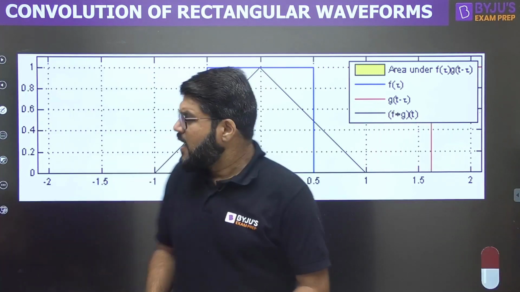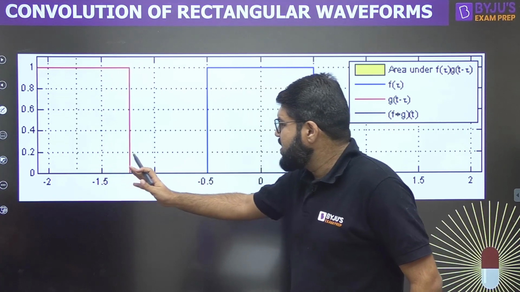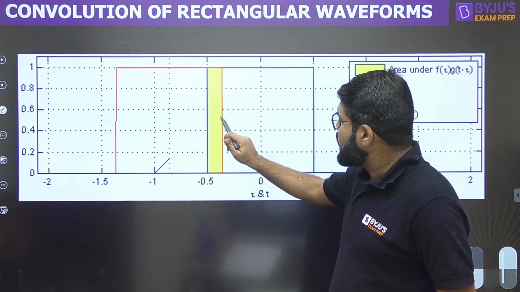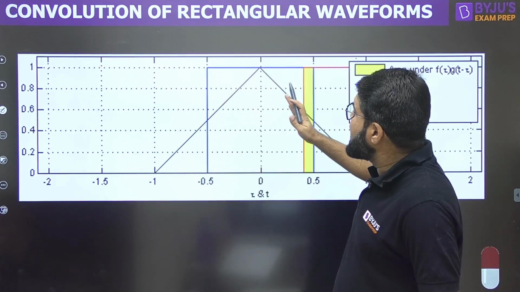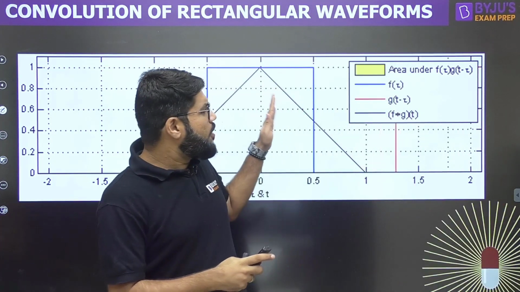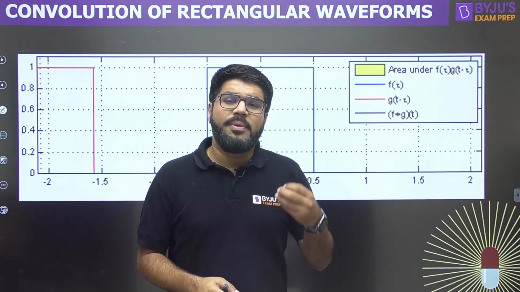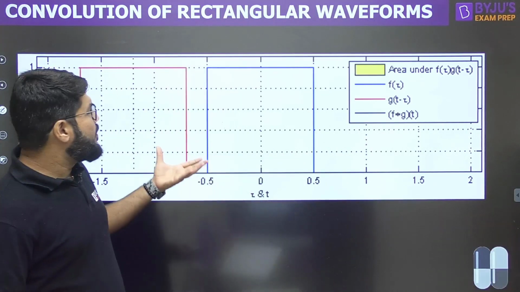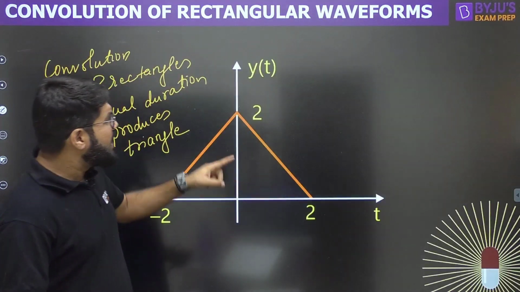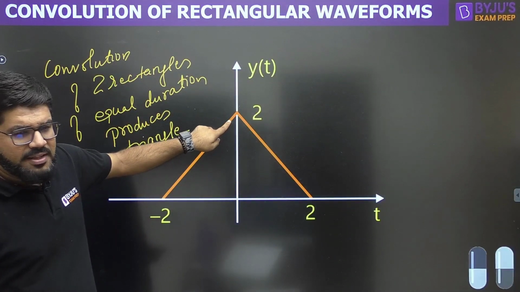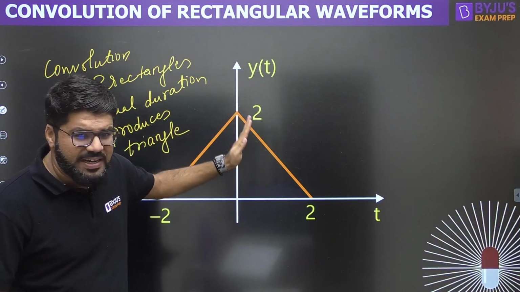And now let's have a relook. When this is running from minus infinity to infinity, earlier there was no overlapping. Have a look into this. It overlaps. When it is overlapping, the area increases, and as it passes, the common area is decreasing, right? So initially no area, then the common overlapping area increases. The common overlapping is maximum when the two rectangles completely overlap each other. That is where you get the maximum triangle height, and after that the result of convolution, yt, is again decreasing.